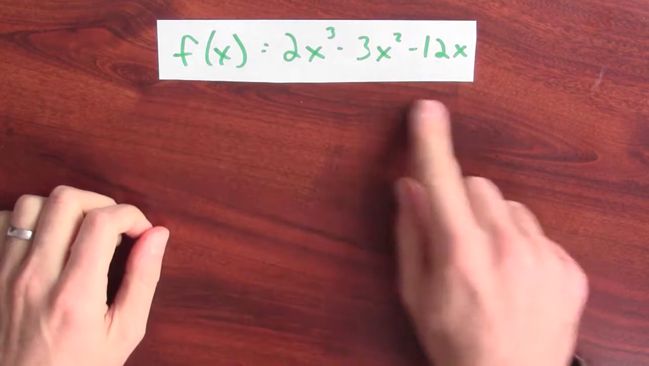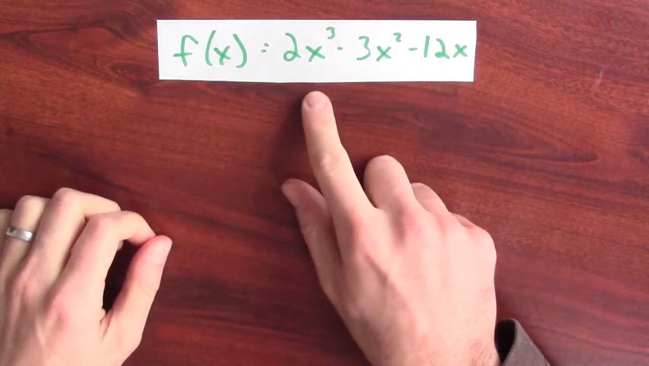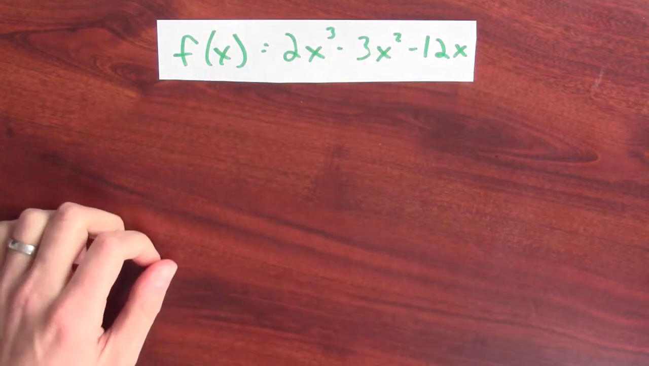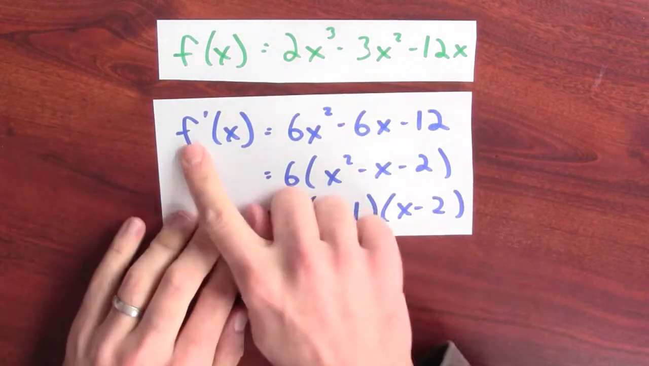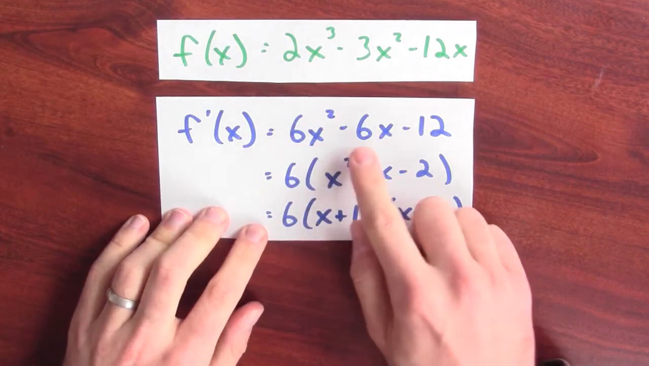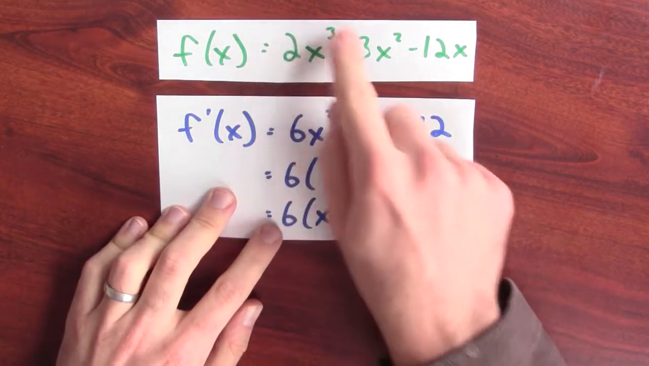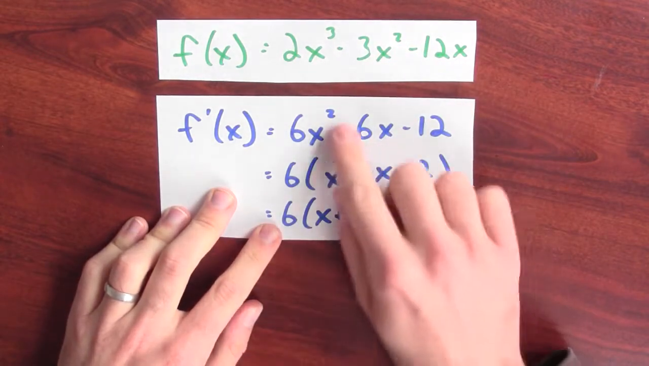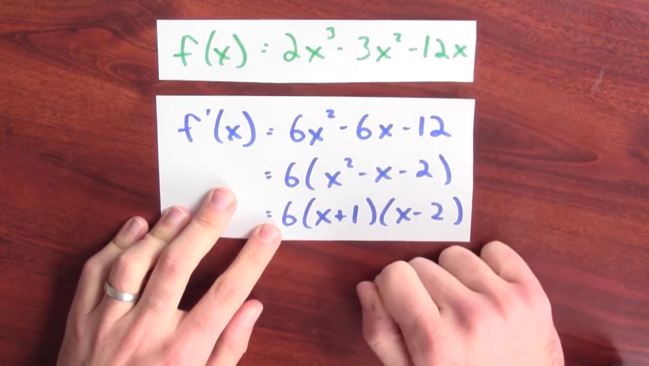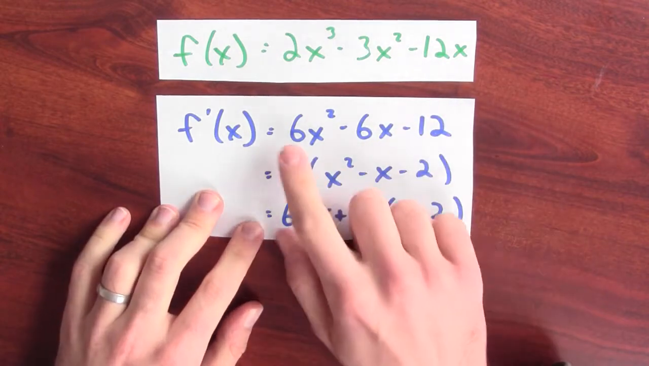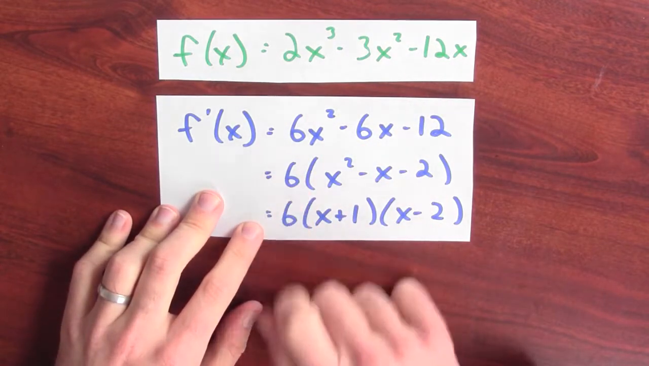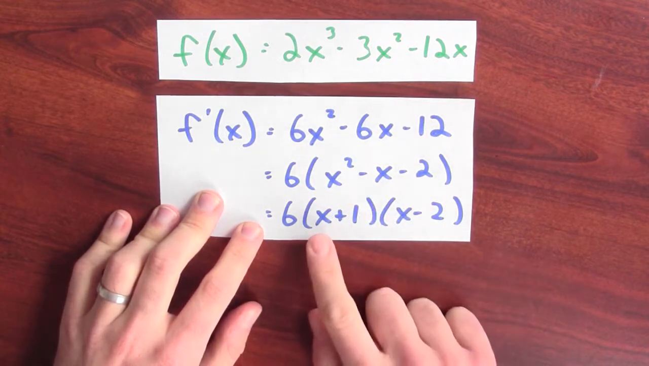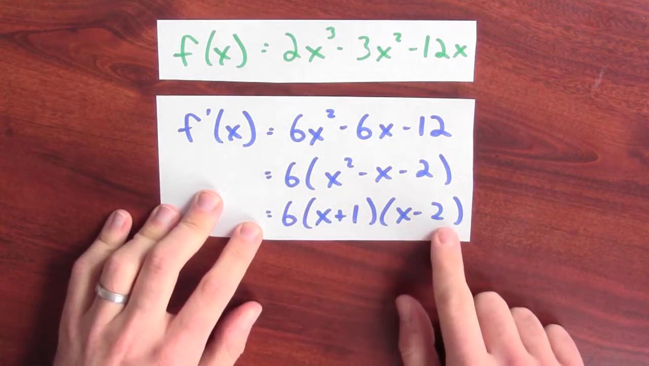So let's keep working on the graph of this function, f of x equals 2x cubed minus 3x squared minus 12x. First thing I'm going to do is differentiate this. The derivative is 6x squared minus 6x minus 12, because the derivative of 2x cubed is 6x squared, the derivative of minus 3x squared is minus 6x, and the derivative of minus 12x is minus 12. There's a common factor of 6 here, which I can pull out, and then I'm left with this quadratic, and I can factor that quadratic into x plus 1 times x minus 2.